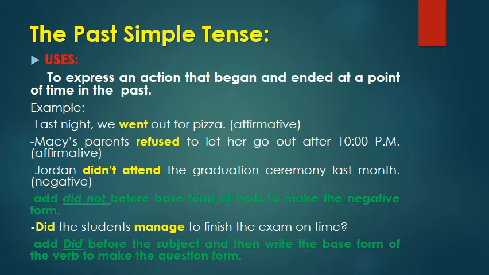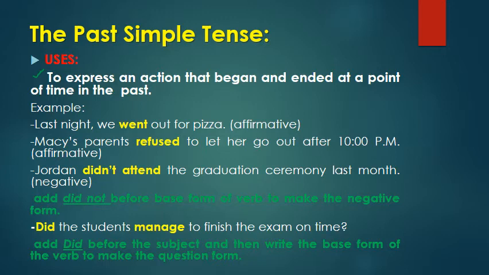Of course, as usual, we begin with the uses of the past simple tense. When do we use this tense? First of all, to express an action that began and ended at a point of time in the past. Example, last night we went out for pizza. Macy's parents refused to let her go out after 10 p.m. Jordan didn't attend the graduation ceremony last month.